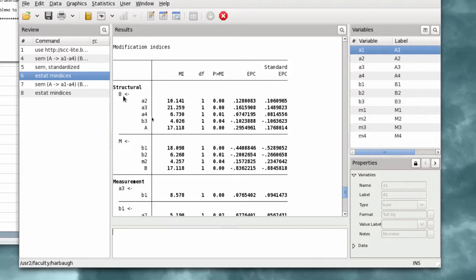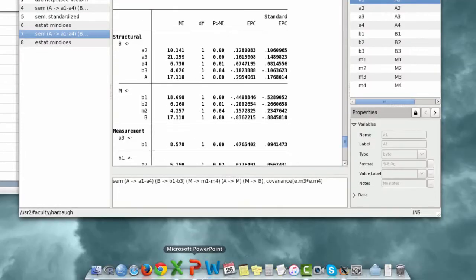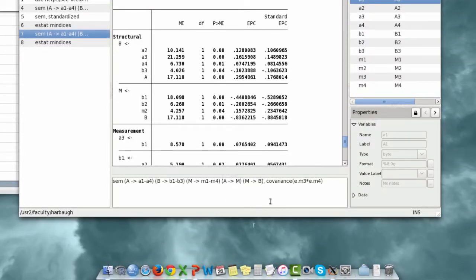So right now I'm running a true mediation model. Let's change the model so we add the A to B, the direct path. So I'm going to add the direct path into the model.